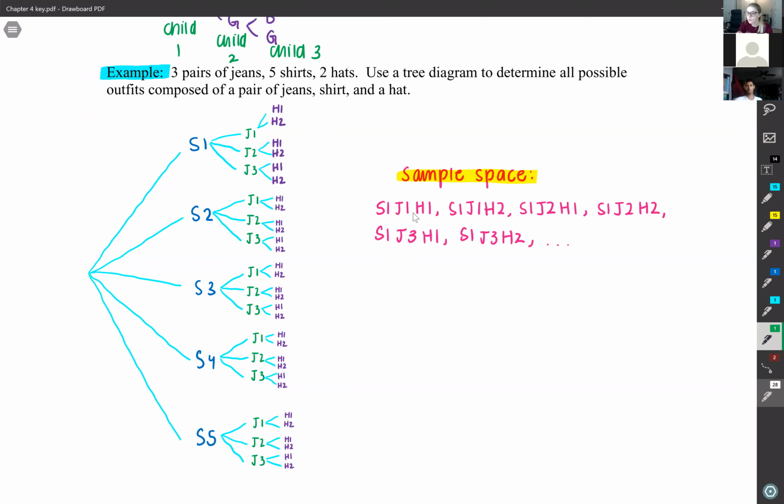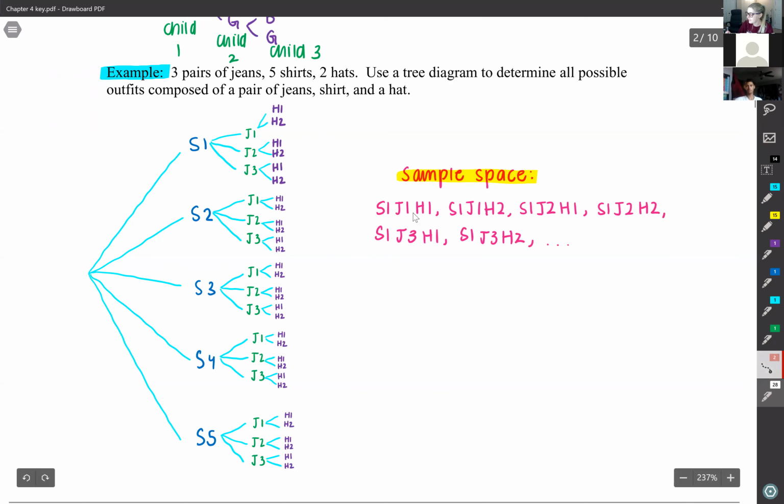And then I also didn't write the whole sample space out because I figured if I got it started, you all could probably finish it. So the first thing in my sample space is going to be if I pick shirt 1, jeans 1, and hat 1. And so that's S1, J1, H1. And then my next thing would be if I picked shirt 1, jeans 1, and hat 2. That would be the next one.